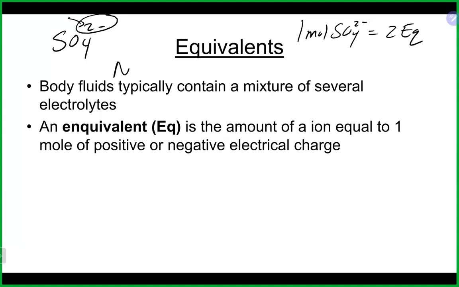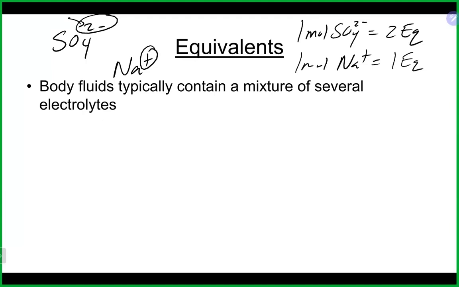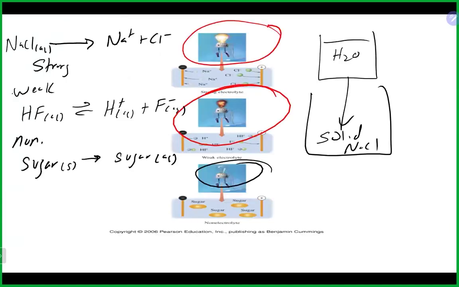Now, if I had sodium and 1 mole of sodium ions, how many equivalents should I have? Charge is +1, right? So it would be 1 equivalent. Doesn't matter if it's positive, doesn't matter if it's negative. You could use those as conversion factors. So very commonly, we will use these as conversion factors to convert from this unit here, which is molarity, which is, again, moles per liter.